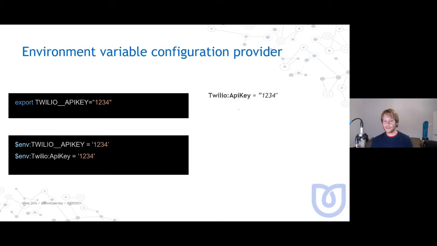So this is just a few examples of environment variables. We're exporting a Twilio __ API key. This is a bash example, and that'll come to this example on the right hand side here. So that'll get flattened with a colon, and the value will be that. And then the PowerShell one is just another alternative, using env to set the environment variable instead. But this has an example of how it can be mixed case or uppercase, it doesn't really make any difference.